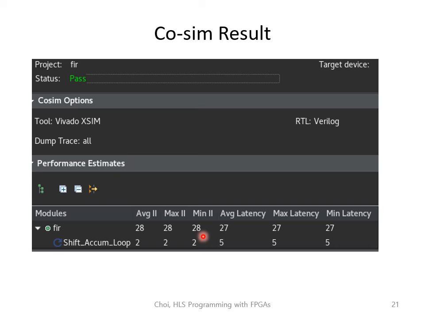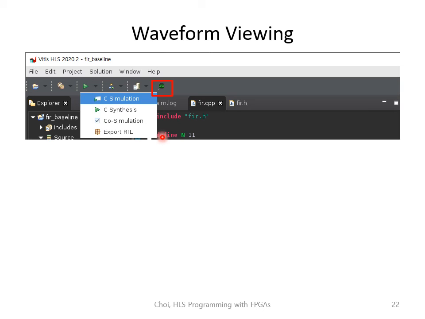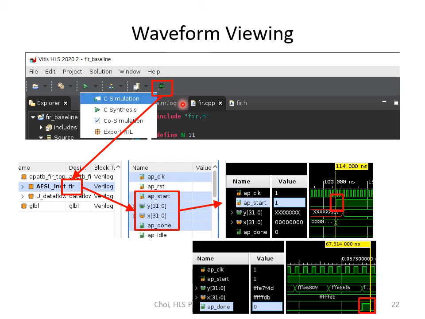Now, there are some applications where the co-sim cycle number and synthesis report cycle number are different. We'll talk about such applications in later chapters. Now, let's look at the waveform generated in co-sim. Please click on this icon after the co-sim is done. When the loading is finished, please click on module FIR and look for signals named AP start, Y, X, and AP done. Then right click on these signals and add signals.